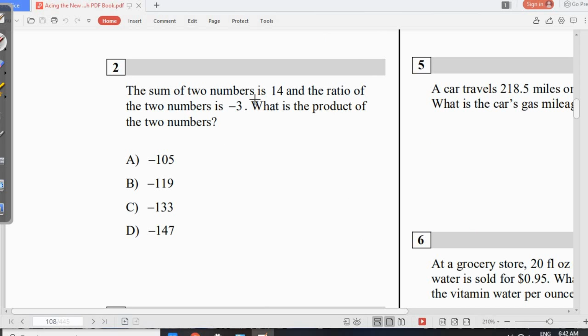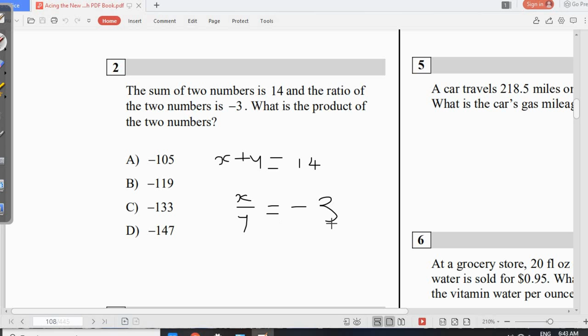So we have the sum of two numbers is 14 and the ratio of two numbers is negative 3. What is the product of the two numbers? Simple as this. The sum of two numbers, that's x plus y. Let's call those two numbers x plus y, is equal to 14. Then the ratio of two numbers is minus 3. So that's x over y is equal to minus 3. This is the ratio of the two numbers. What is the product of the two numbers?